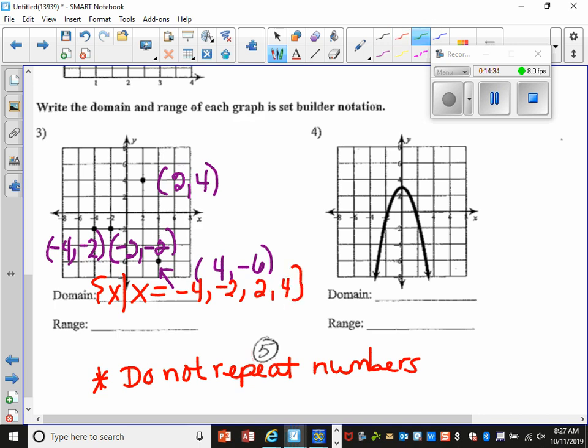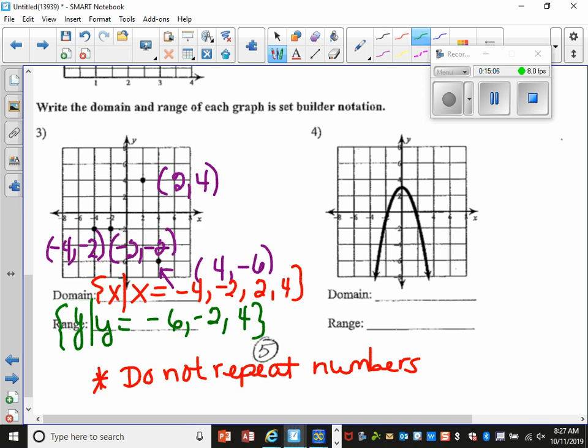And then for the y's, it'll be y such that y equals, what are my y values? What's the smallest y value? -6, right? And then -2, and what's the next one? 4, and that's it. Okay, again, we do not repeat any numbers. So if they're repeating, we don't write it twice or 3 times. Okay, let's look at question number 4.